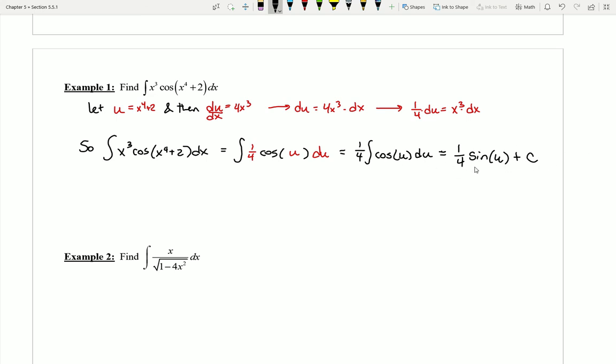So I'm almost done. The last step that I'd have to do is to say, wait a minute, if I take the derivative of this thing, I certainly don't get back to here. But if I just replace u again with what it is equal to, x to the fourth power plus 2, I have myself a final antiderivative. And how can I know that my antiderivative is correct? Well, I just take the derivative.